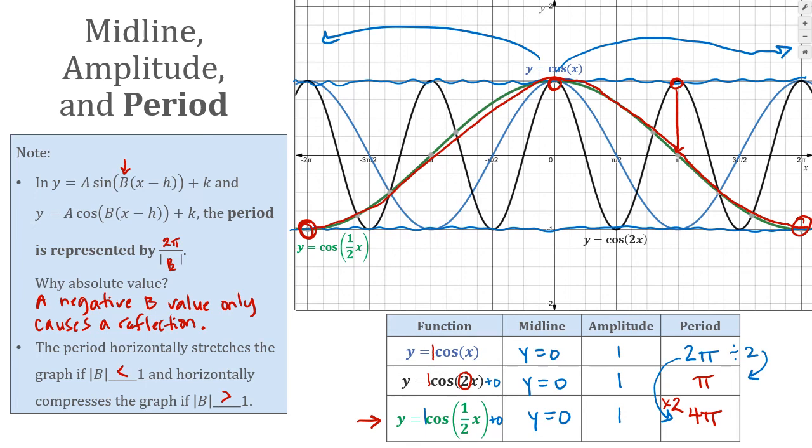Okay, so at this point we've talked about midline, amplitude, and period. It's a lot. We've talked about the A, we've talked about the B, we've talked about the K. We haven't talked about the H yet, and we're going to hold off on that for just a second, because I think maybe it would be a good idea to do a few examples. So let's try that next.